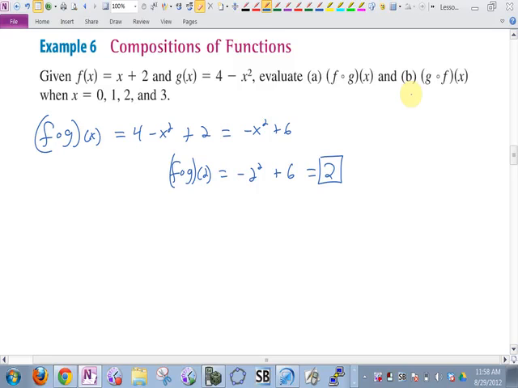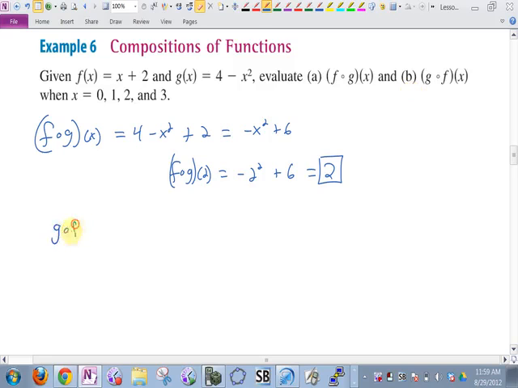Now, we could have done this individually. We plugged 2 into which function first? G. So what's 4 minus 2 squared? 0. We immediately take that 0, plug it into f with 0 plus 2. 2. Right? Yeah, that's what we did. We got 2 by actually using the composition function.